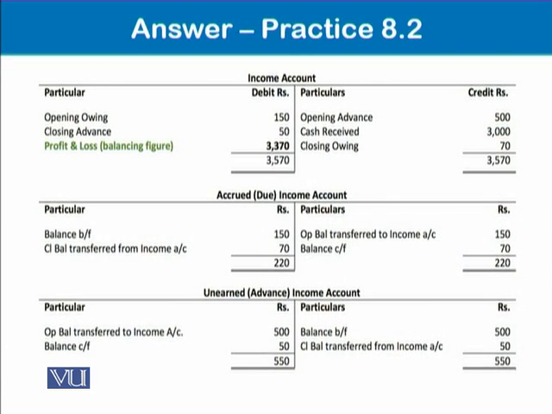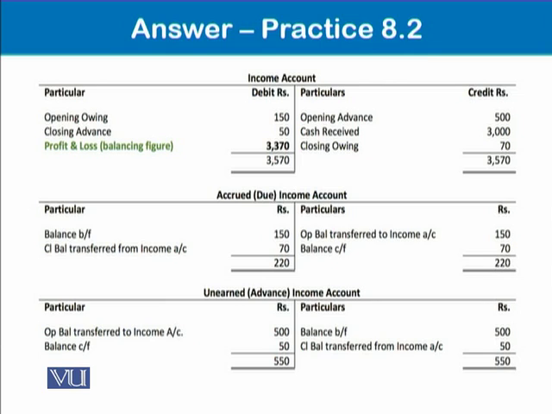Well, here we see these three ledger accounts: income account, accrued income account and unearned income account, which is also known as advance income. In this income account, on the credit side we have opening advance, cash received and closing owing. When we add these three, it is 3570. And on the debit side, opening owing or opening due we can say, and closing advance, which total 200. We'll subtract this from 3570. The balancing figure 3370 is to be taken to profit or loss. This is the total income for this reporting period.